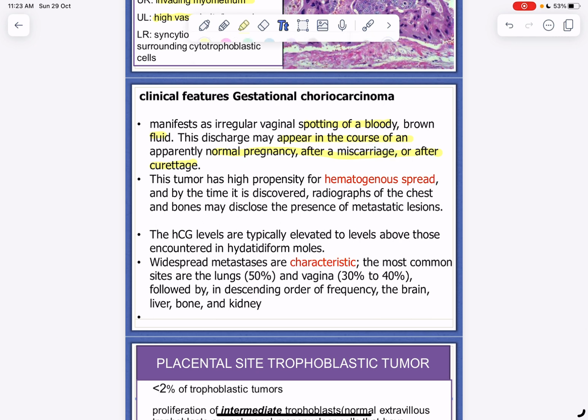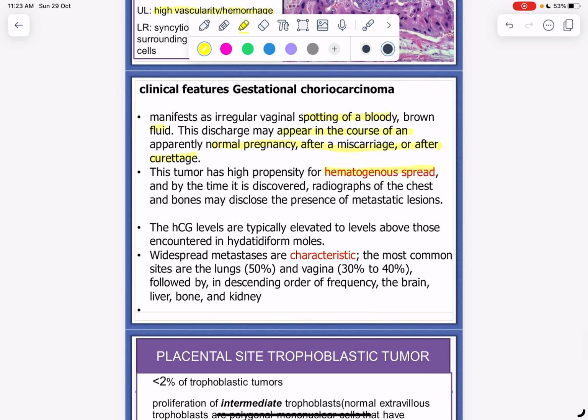Bone imaging may disclose the presence of metastatic lesions. At the time of the diagnosis, if you just do an X-ray of the bone, you find this metastatic lesion. So this tumor has a propensity for hematogenous spread early in the stage. At the time of the diagnosis, the HCG levels are typically elevated to levels above those encountered in complete and partial moles. Widespread metastases are characteristic for choriocarcinoma.